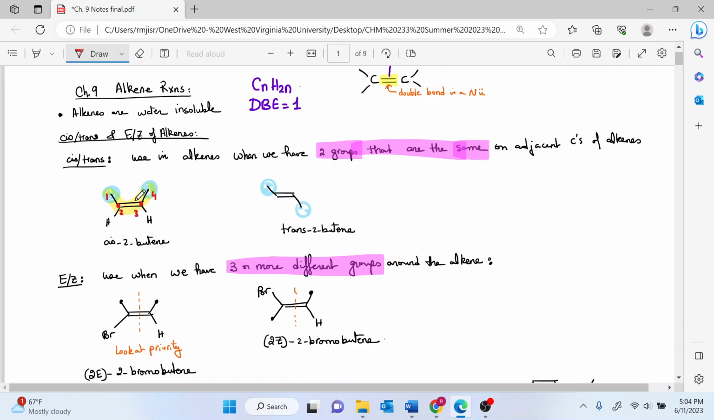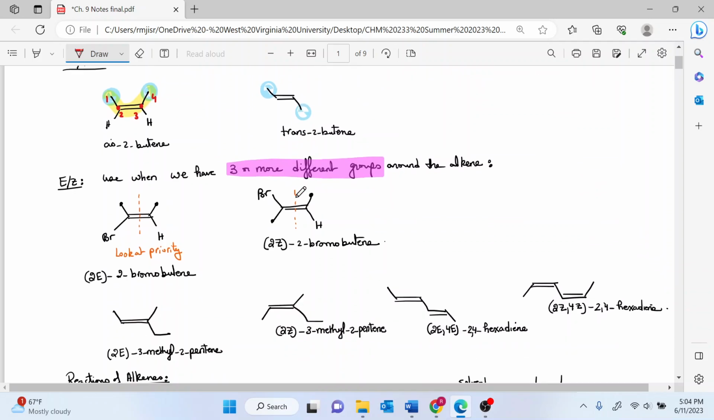If there's a stereochemistry around the double bond, you have to label that as cis or trans. Now remember that cis and trans, these are geometrical stereoisomers. And if there is a chiral center, then it will be a diastereoisomer. So you cannot go from cis to trans by a simple rotation. Stereochemistry also exists if you have 3 or more groups, different groups around the alkene. In this case, you cannot use the cis and trans, you will use the E and the Z.